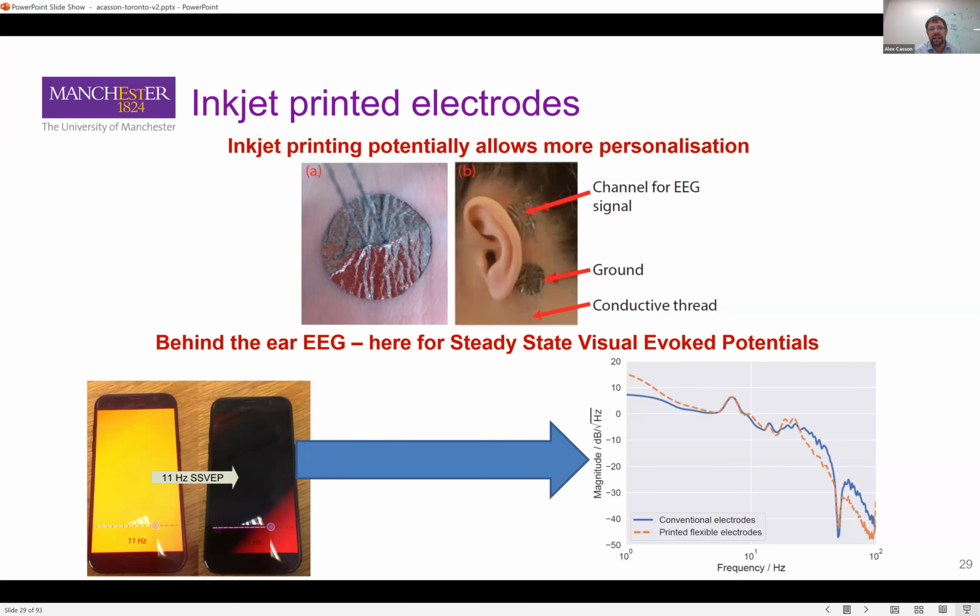Of course, the limitation of this very 2D structure, unlike the 3D ones that we just saw, is that they can't penetrate through the hair. But there's a lot of work out there looking at behind the ear EEG, the kind of EEG you might be able to collect from a standard hearing aid location. And again, we've got an example here showing it collecting a steady state visual evoked response, in this case at 11 Hertz.